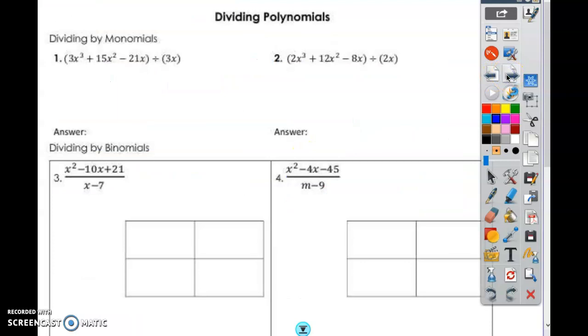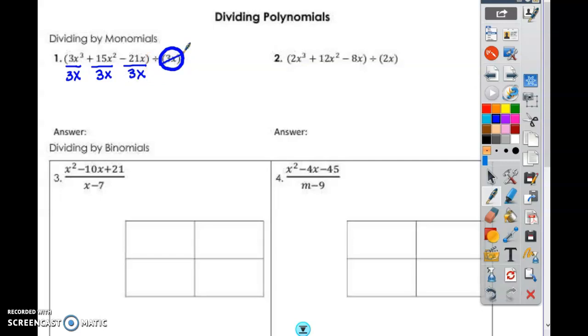So let's start with problem 1. Problem 1, you have 3 things divided by 1 thing. What I'm going to do is take that 1 thing and divide all of them by it. So I'm going to do this. Divide this by 3x, divide this by 3x, and divide this by 3x. So go ahead and write that down.